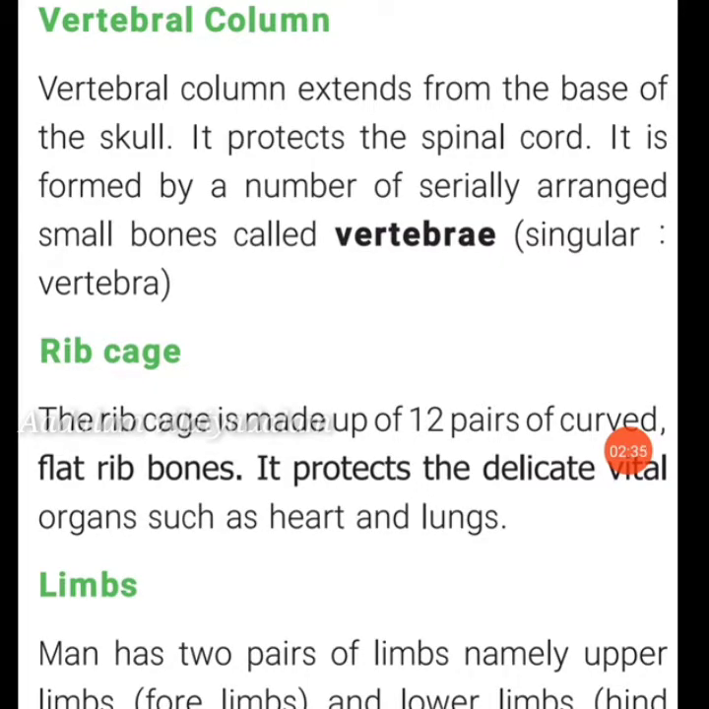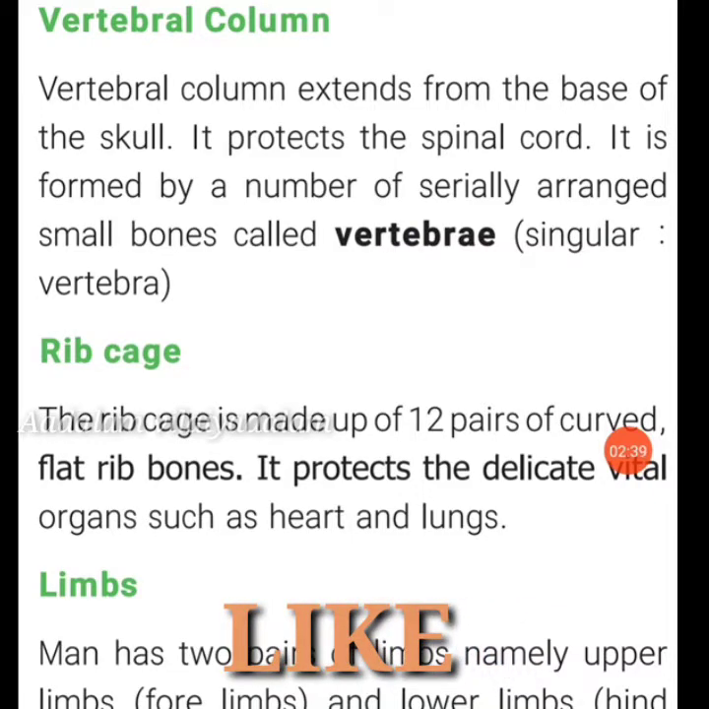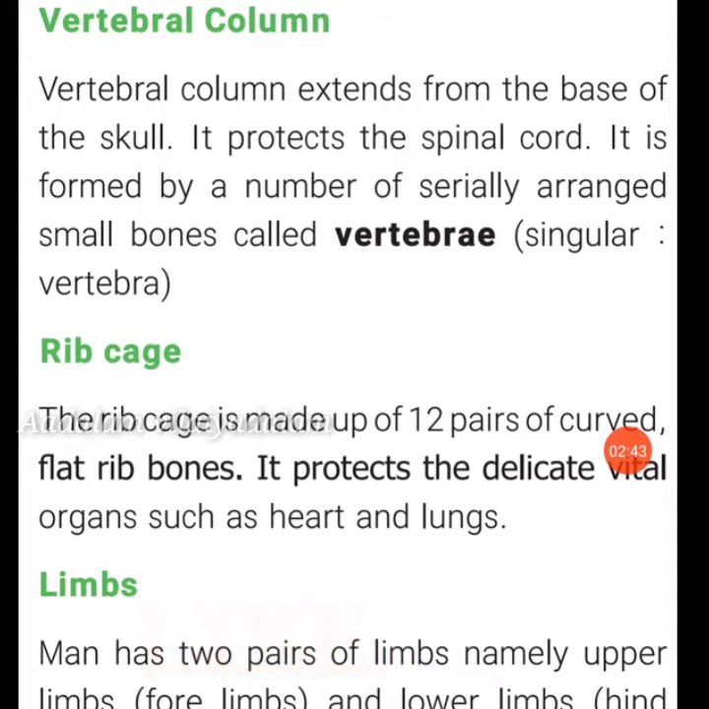Next topic, the rib cage. The rib cage is made up of 12 pairs of curved flat rib bones. It protects delicate vital organs such as the heart and lungs. So the rib cage protects the heart and lungs.